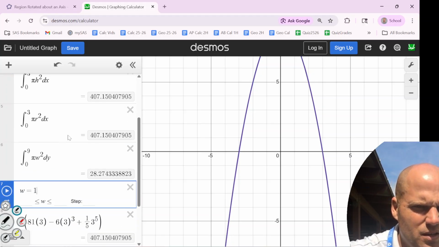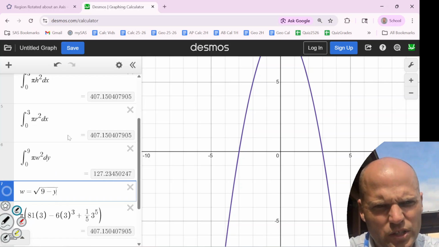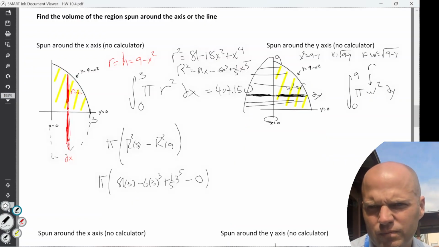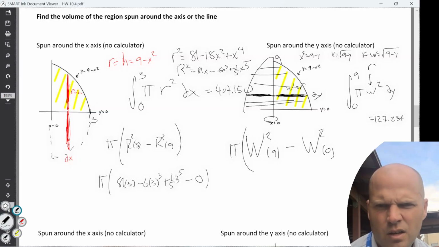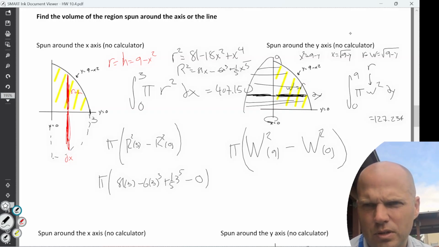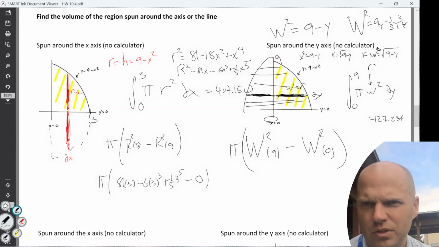And W is square root 9 minus y. Great. But to get the answer, you would need big W squared of 9 minus big W squared of 0. And you need an antiderivative of W squared. So first we're going to get W squared. W squared is just 9 minus y. The antiderivative is actually easy. It's 9y minus 1/2 y squared plus c.